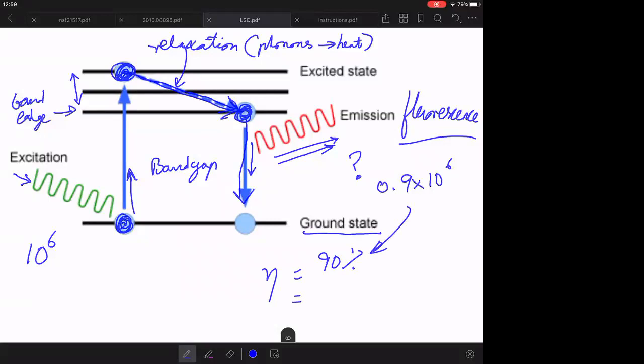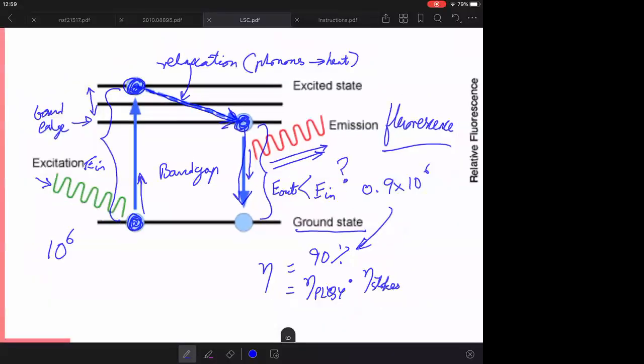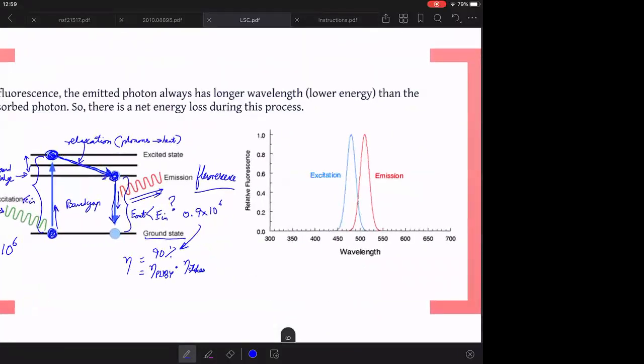Okay, now this efficiency is eta photoluminescence quantum yield multiplied by eta Stokes. Now, what is Stokes? You can see the energy of the photon that was absorbed is this much, but the energy of the photon that was emitted is this much. So the energy out is actually less than the energy in. And that is the Stokes loss. And this is the Stokes shift. And this manifests itself in the spectrum.